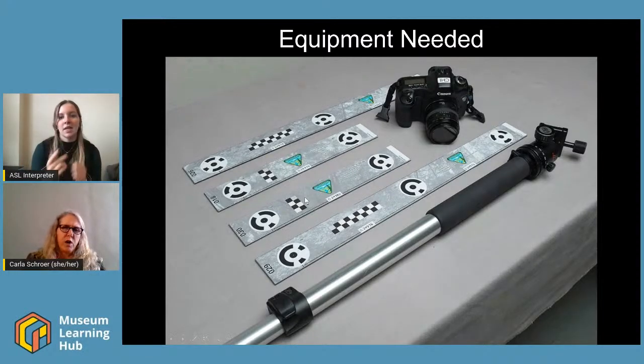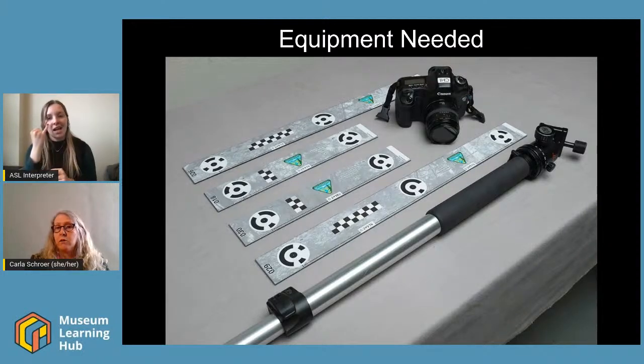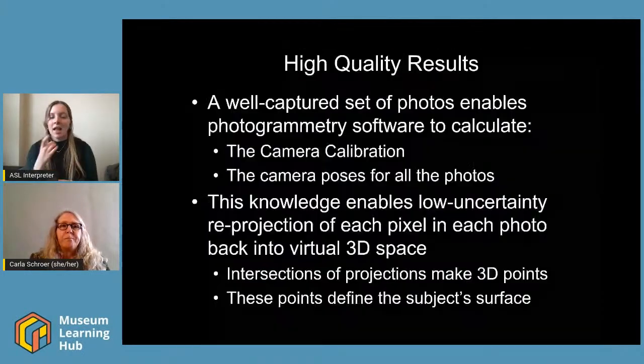These are calibrated scale bars, and this is a monopod. With just that set of equipment, and we're also using a wide angle lens here, we can do rock art, the Olmec head, things like that. If we're working indoors in a studio environment, we would also need some lighting to light our subject, but it can be done without a lot of equipment.